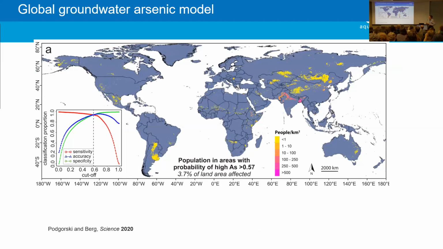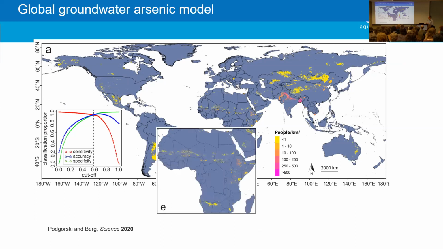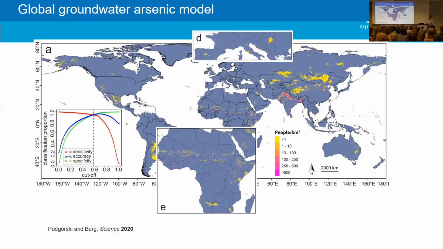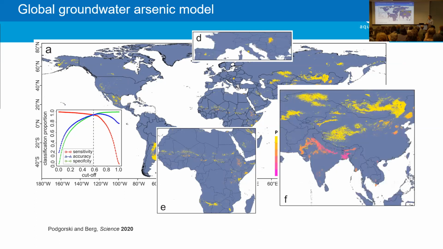Looking at the populations affected, this is highlighting all the areas where there's high arsenic, and then the density of the population there. You can see it a little bit better with Africa, if we zoom in, Europe, Asia.